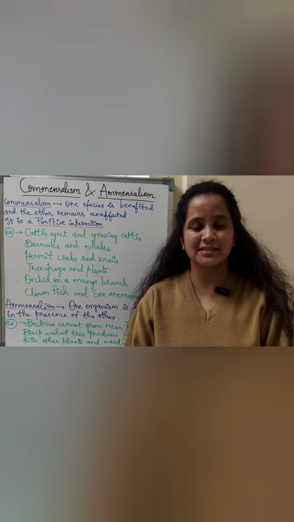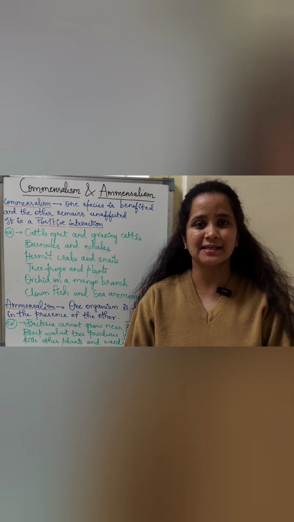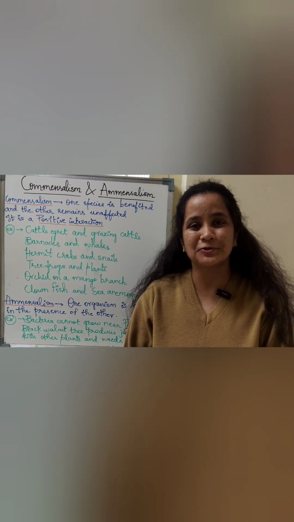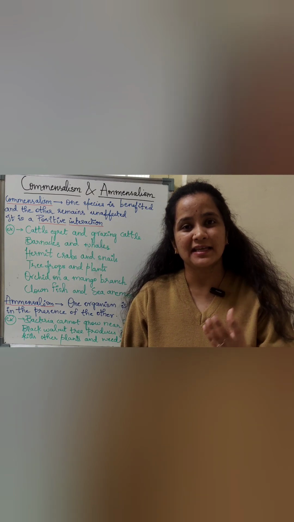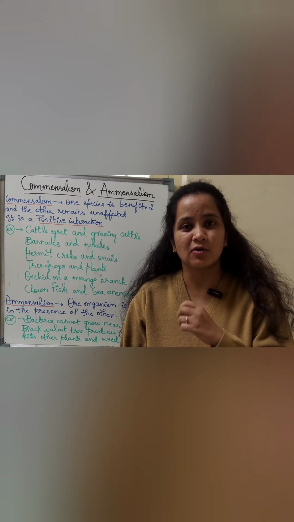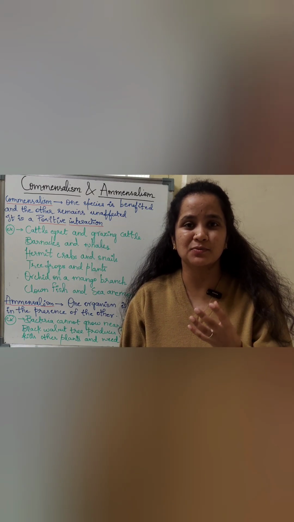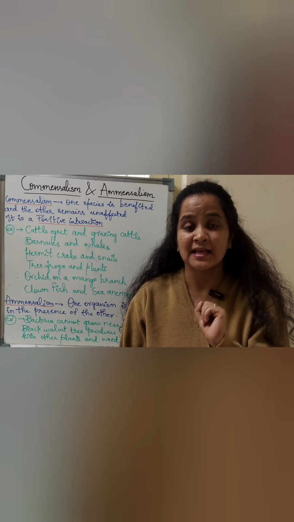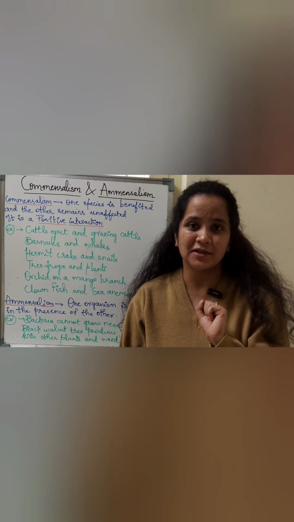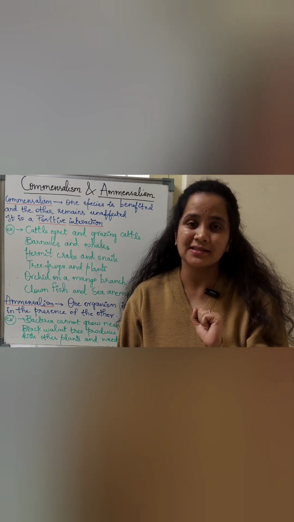Let us better understand this using few examples. First example is cattle egret and grazing cattle. This is the chief example of commensalism. When the cattle is grazing through the field, it stirs up all the plants and the small insects which are present on or attached on those plants will get excited and fly up, which will be caught by these egrets. Here egret is being benefited whereas cattle remains unaffected.